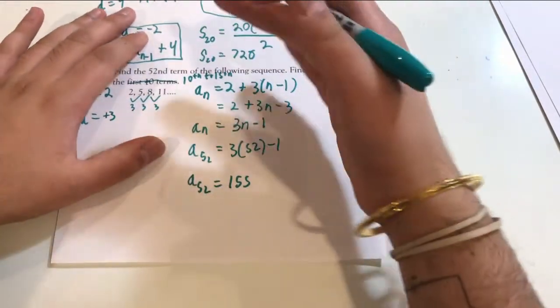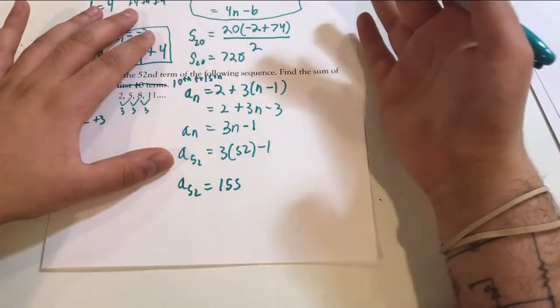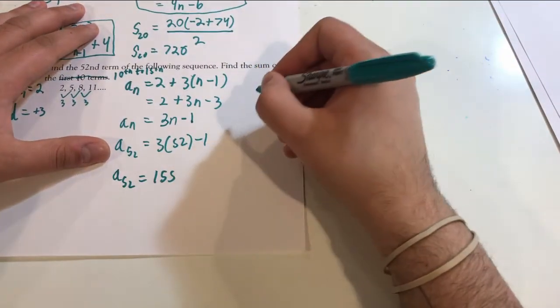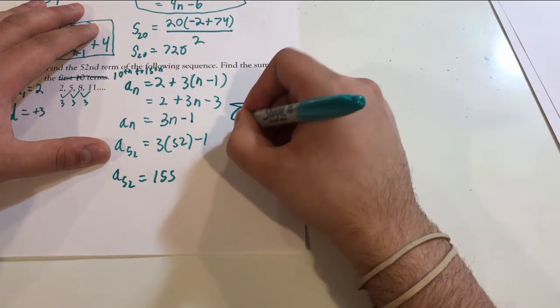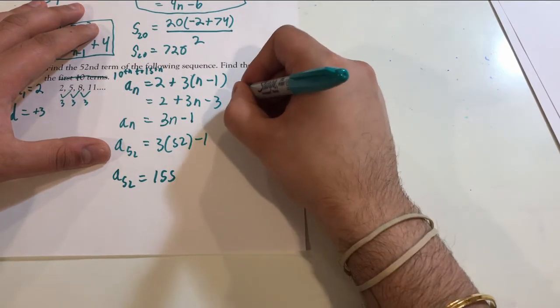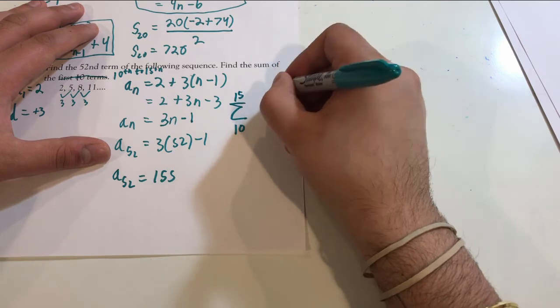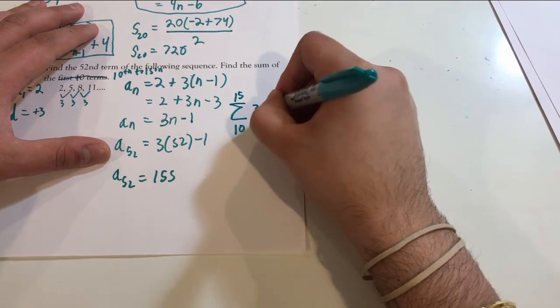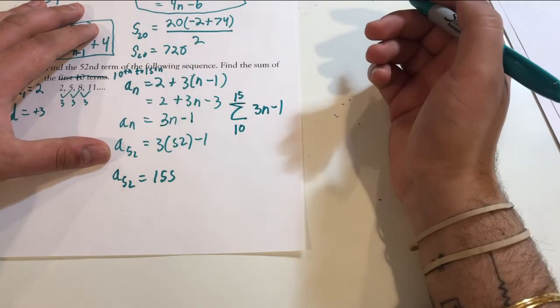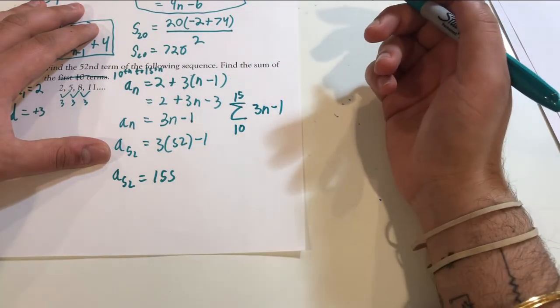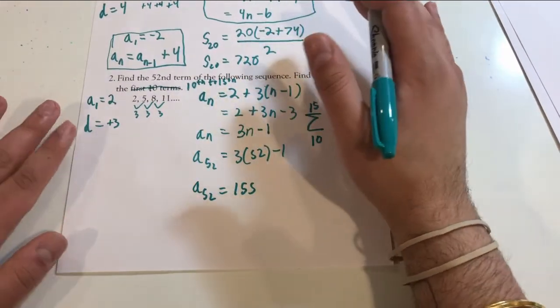And just, if anybody's wondering, in sigma notation, what that would look like is the following. You would have sigma, you would start at 10, go all the way to 15, and it would be based off the formula 3n minus 1, or 2 plus 3 times n minus 1. Okay, so how do we do this?